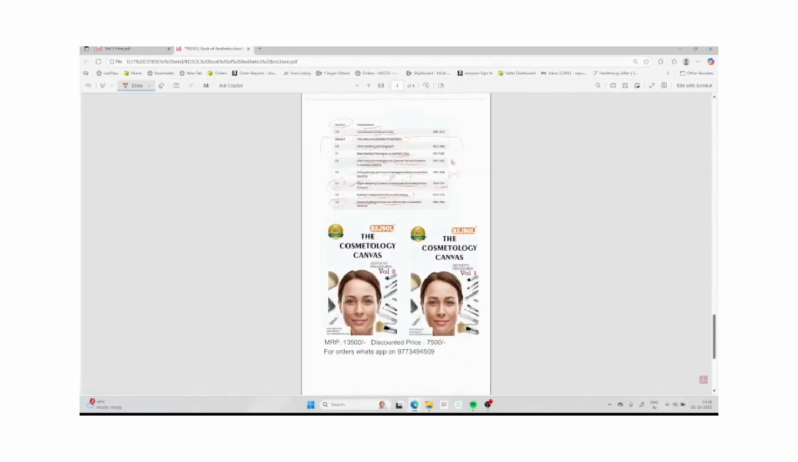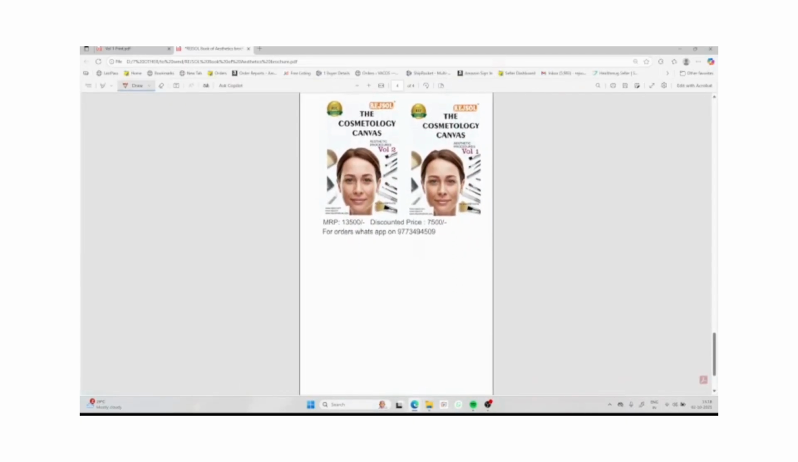Then if you do not have your own clinic but want to do a job, how should you write your resume? Resume building and interview skills for a job. If you are going for an interview in an aesthetic clinic, what care you should take is discussed in the last chapter, chapter number 136 of volume 2. So these are the two books.